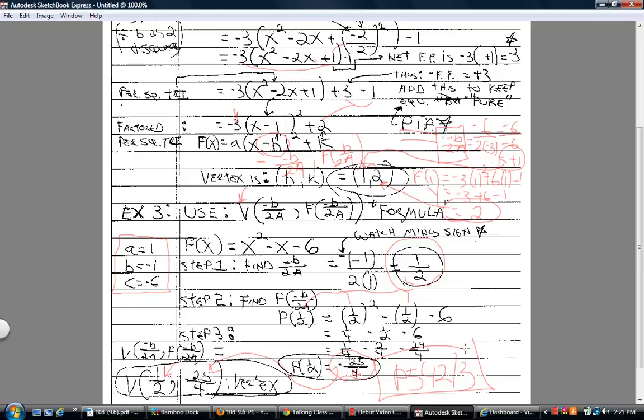Okay, page 3, we're going to actually go ahead and do some graphing. Well, we're going to find the vertexes again.